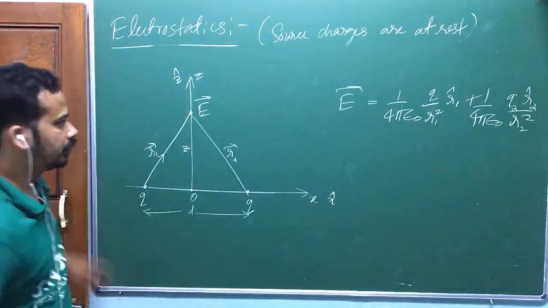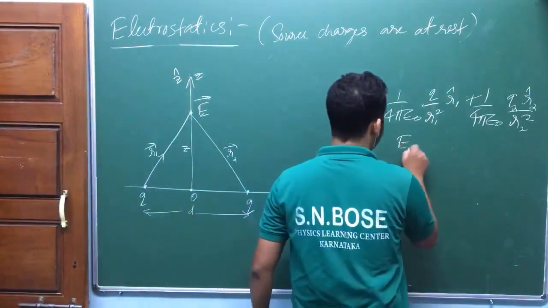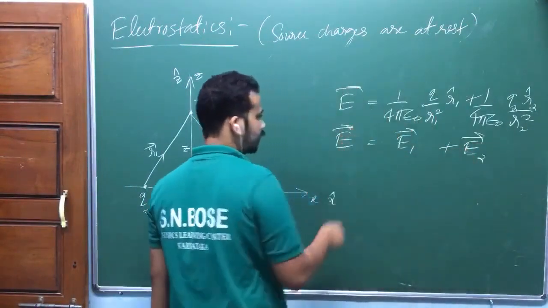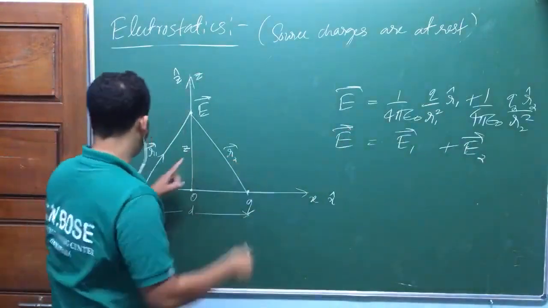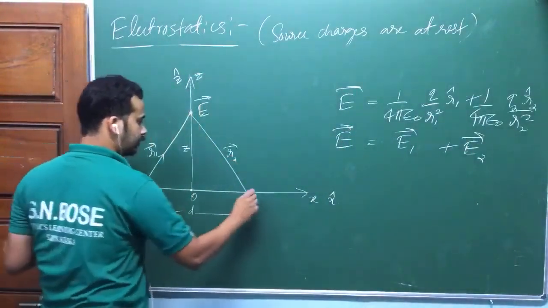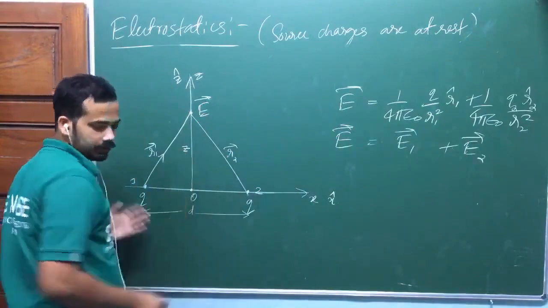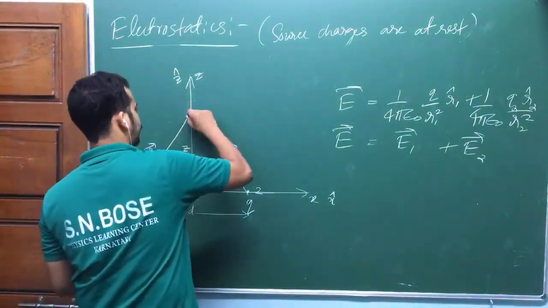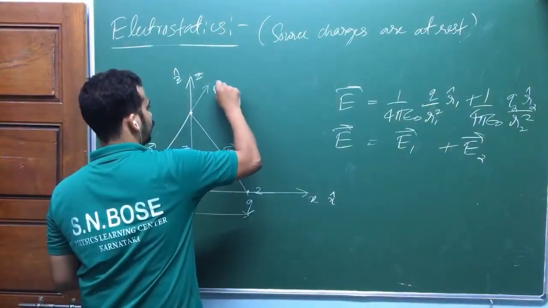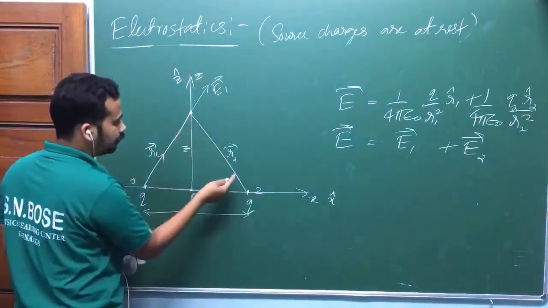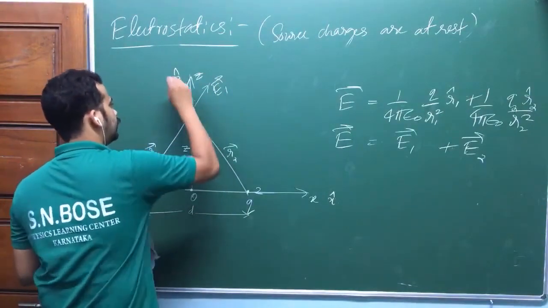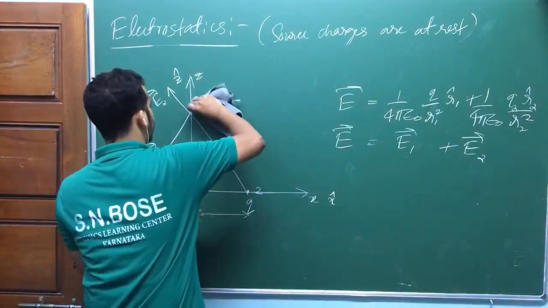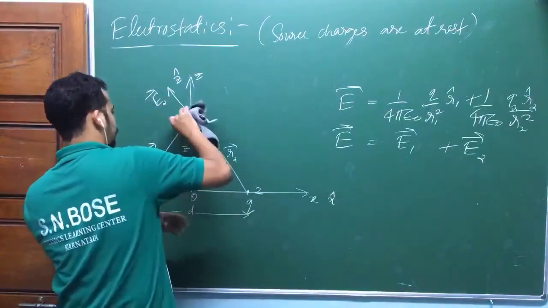Now let me call this field E1 vector and this field E2 vector. So that is the net electric field. This is the electric field due to the first charge. This is the electric field due to the second charge. You can just write down this electric field. This E1 is in this direction, E1 vector. E2 vector, because it is along R2 cap, is in this direction. The diagram may not be appropriate, just draw it properly, okay?